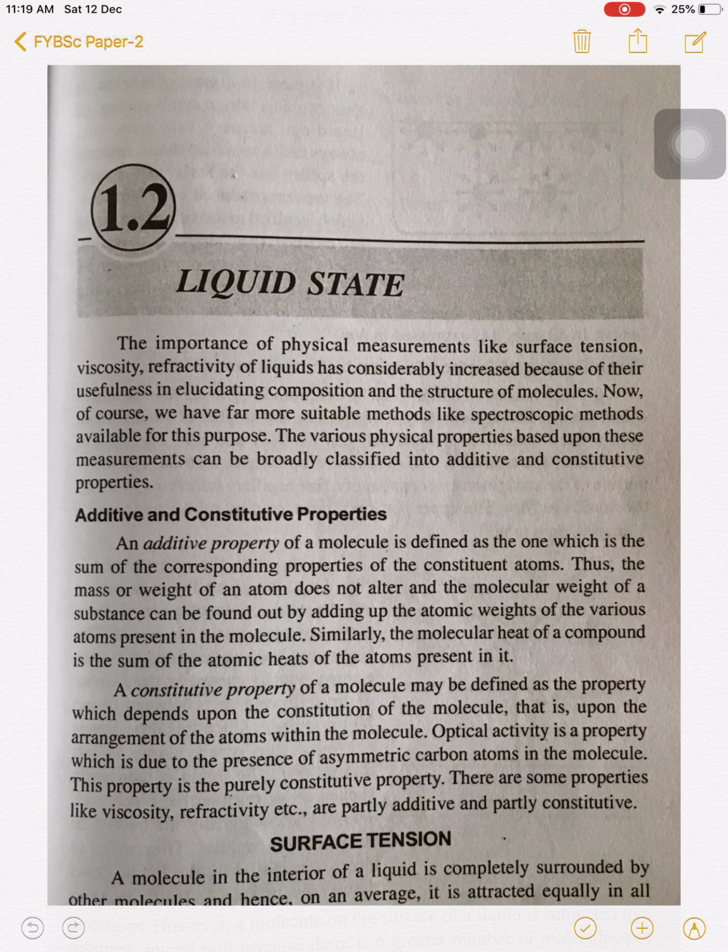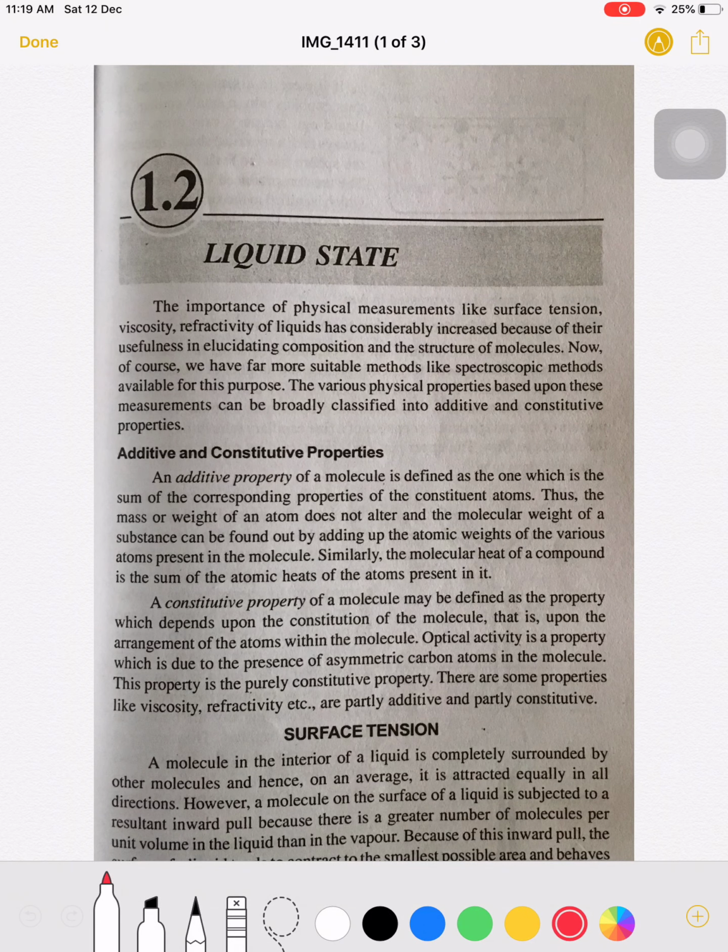See here, the importance of physical measurements like surface tension, viscosity, refractivity of liquid has considerably increased because of their usefulness in elucidating composition and structure of the molecule. Means what? To know the structure of a molecule, we must know its physical properties. Nowadays there are many instruments like spectroscopic methods available for the determination of structures. Still, we study the different properties of these liquid structures. The physical properties are based upon the measurement of additive and constitutive properties of these liquids.